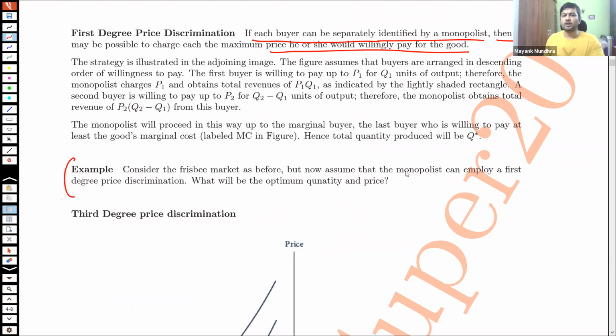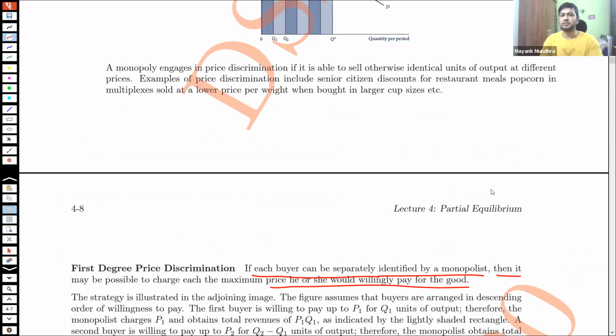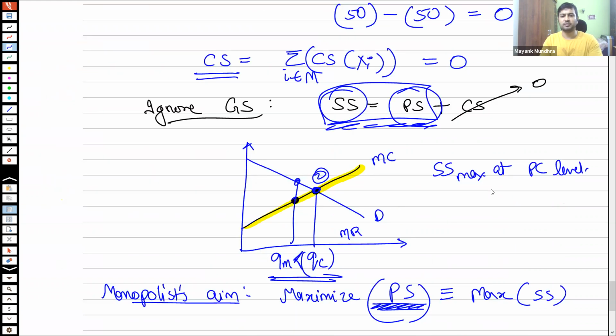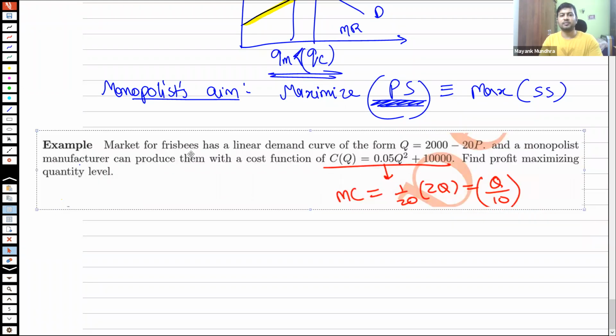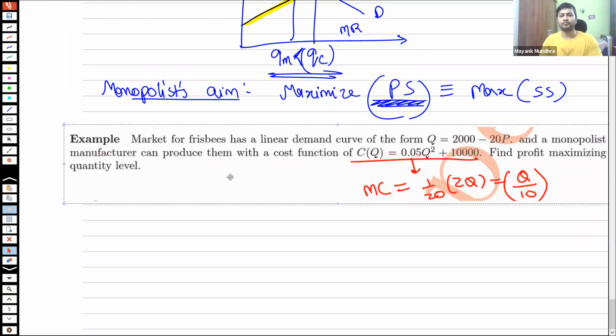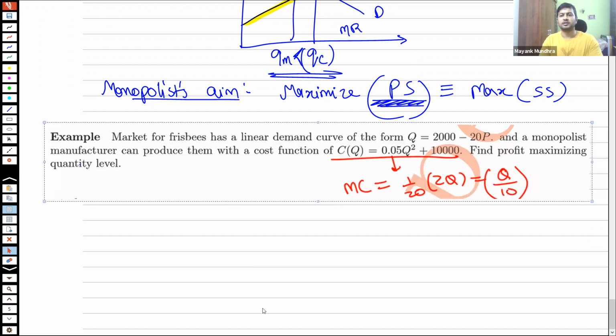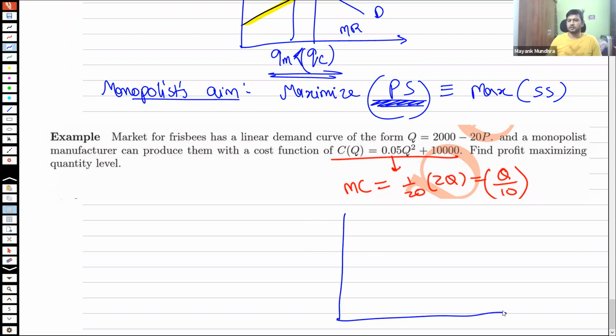Right. So let's go back to the frisbee market as before, but let's assume that the monopolist can do first degree price discrimination now. So this was the monopolist example. I have actually copied it, so I can paste it here. Yeah, good. So in this example, in the market for frisbees, the monopolist can do first degree price discrimination. This is my marginal cost curve, Q by 10. This is my demand curve, which is 100 minus Q by 20.